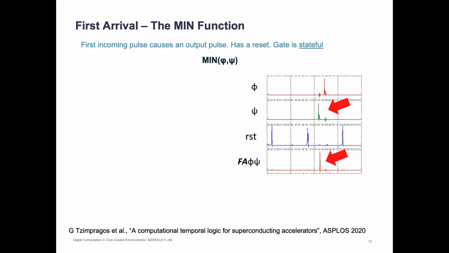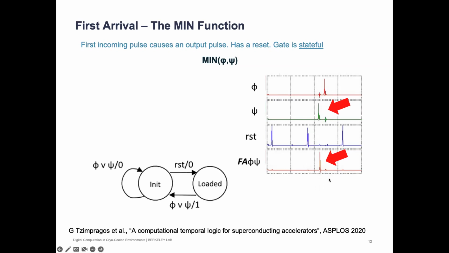So the behavior that we want is basically, this is a SPICE simulation, but the top two rows are the data inputs. You see here, this gate is called the first arrival gate. It essentially is the minimum function. And it's called first arrival because the first of the two data pulses that arrive makes it produce an output, but the second one does not. This is the state diagram, but it just implements the idea that I just talked about.